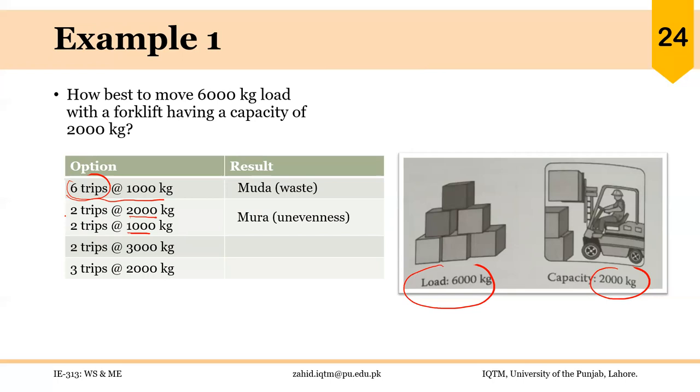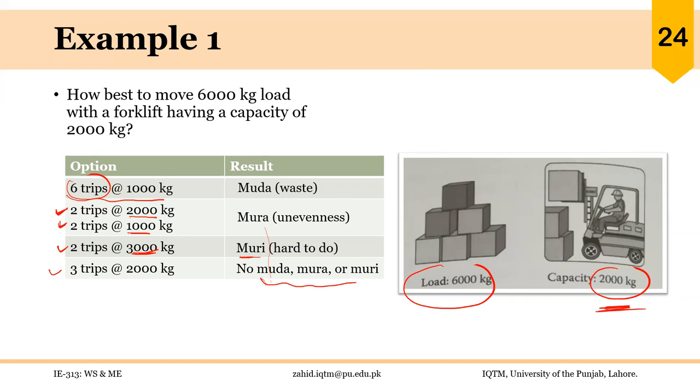Two trips are transporting greater load than the other two. So the job is uneven. If we have two trips, each of 3000 kg, that is more than the capacity of this forklift truck that has a capacity of 2000, but we are transporting 3000 in each trip. So that is muri or hard to do. And if we do three trips, each of 2000 kg, then that is the best approach. There is no muda, no mura, and no muri. So that is an illustrative example to clarify the concept of these three M's.